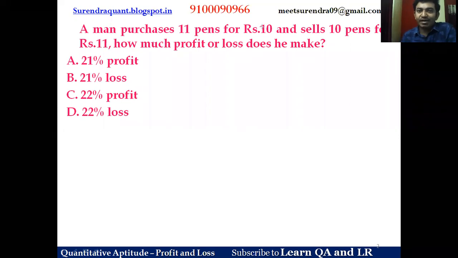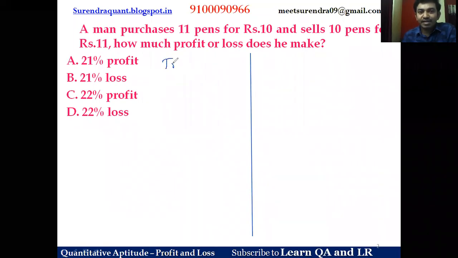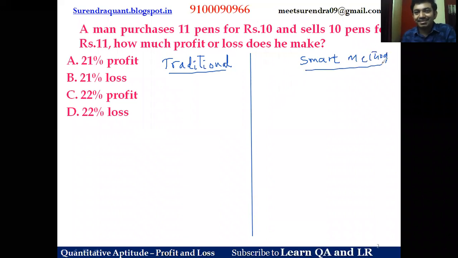First, let us try to understand the traditional method. Then we'll go for one shortcut. I will do the traditional method for only this question. The rest of the questions we will do with the smart method. We'll name it the smart method. Right? Simple. Okay. A man purchases 11 pens for 10 rupees, right?